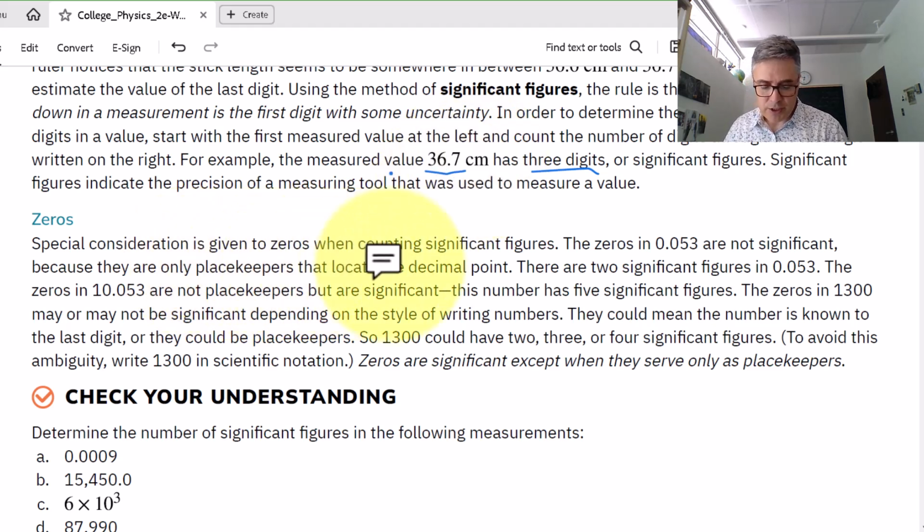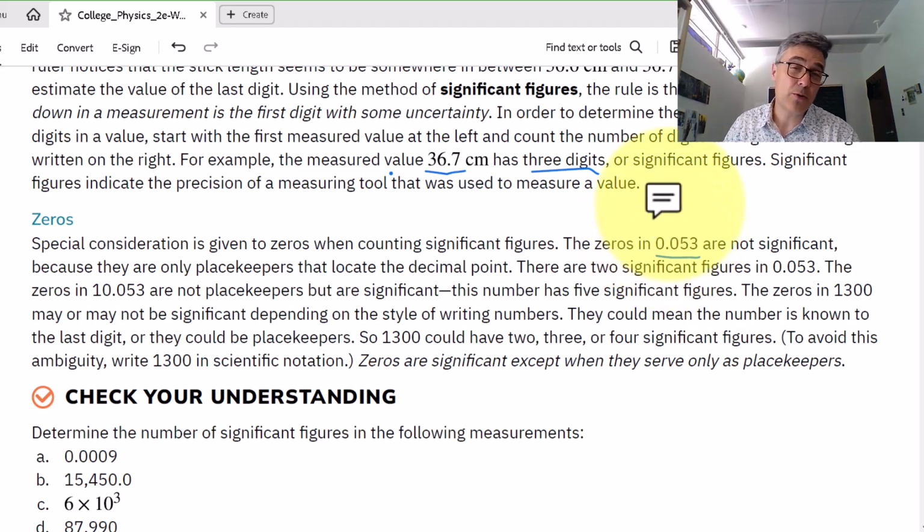Special consideration is given to zeros. For example, in 0.053, we consider these first 2 zeros to be placeholders. They're just put there in order to indicate that this 5.3 doesn't mean 53. It means 5/100ths and 3/1000ths, right? So since you're forced to put the zeros there, this is considered to have two significant figures.